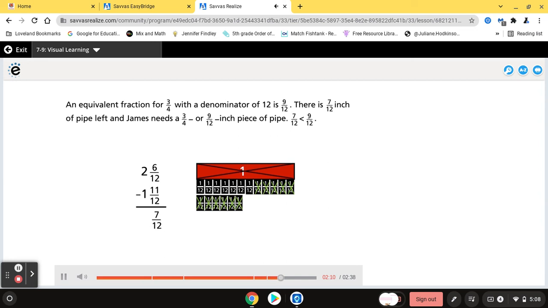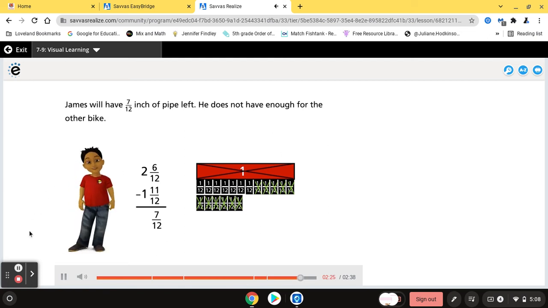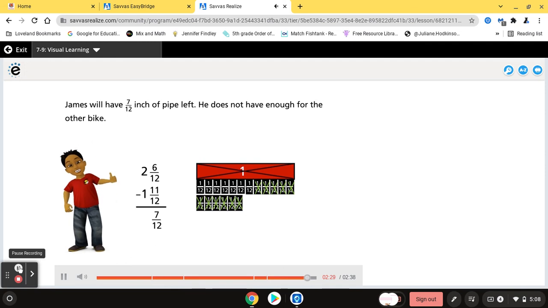There is 7/12 inch of pipe left, and James needs a 3/4 or 9/12 inch piece of pipe. 7/12 is less than 9/12. James will have 7/12 inch of pipe left. He does not have enough for the other bike. Solving problems is fun.